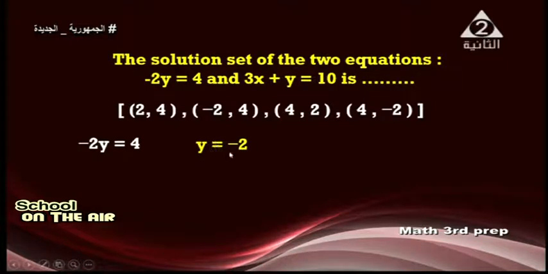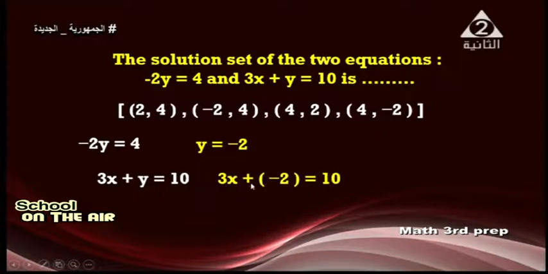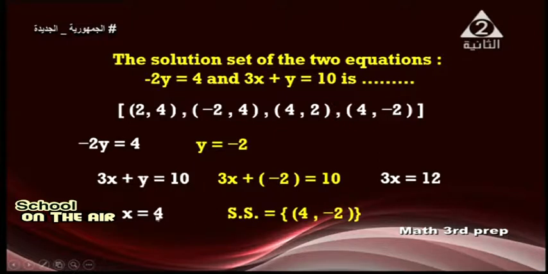هنعمل by substituting in the second equation. Second equation, 3x plus y equals 10, put y equals negative 2 to get the corresponding value of x. 3x plus negative 2 equals 10. يبقى على طول x equals 4. بقى عندي solution set, the pair, the value of x and corresponding value of y, the pair includes 4 and negative 2.